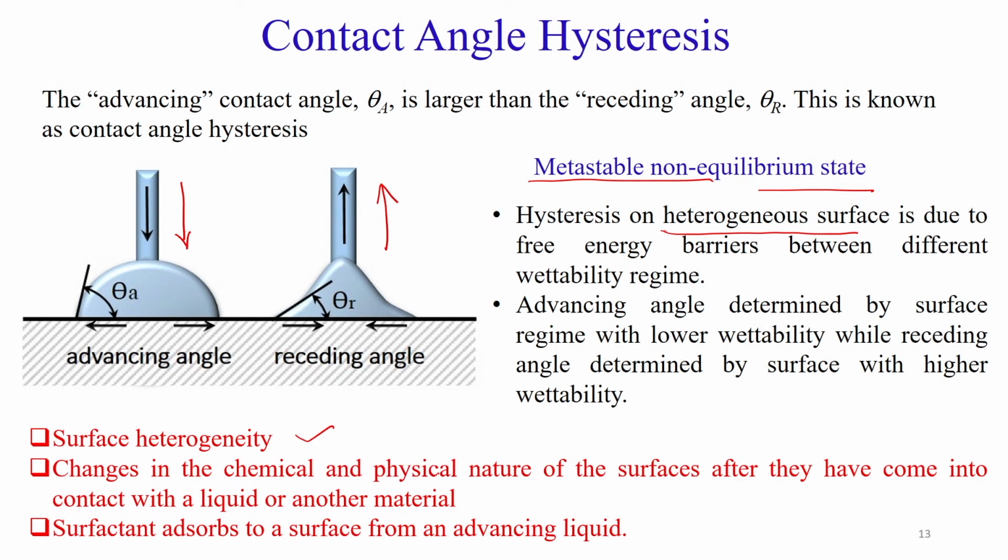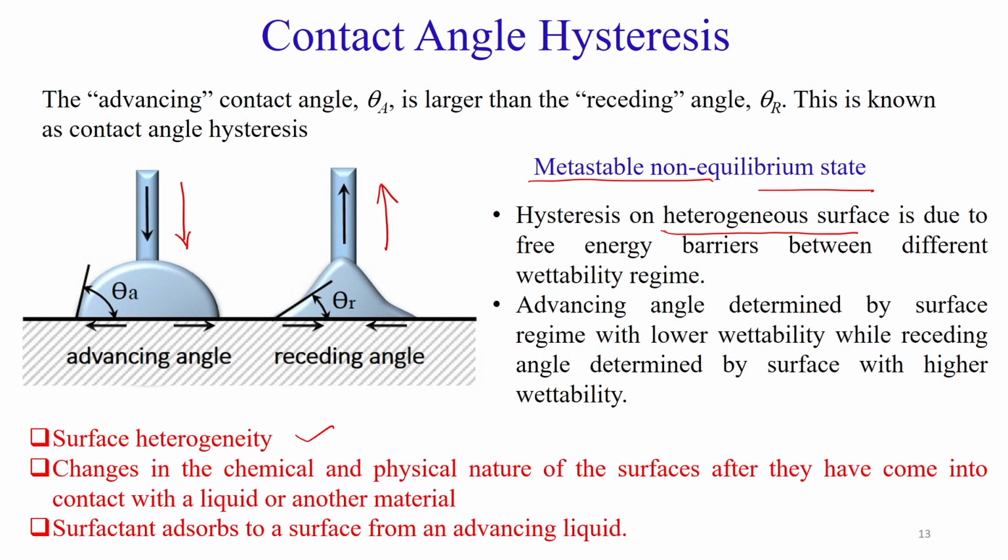It may be a change in the chemical or physical nature of the surface after it came into contact with the liquid or another material, or the other option may be that some adsorption is taking place. Once you put the liquid drop, there is some adsorption taking place on the surface. If adsorption is taking place, it means the surface energy of the surface is changing. If you change the surface energy of a surface, its wettability is going to completely change. So, these are the few aspects.